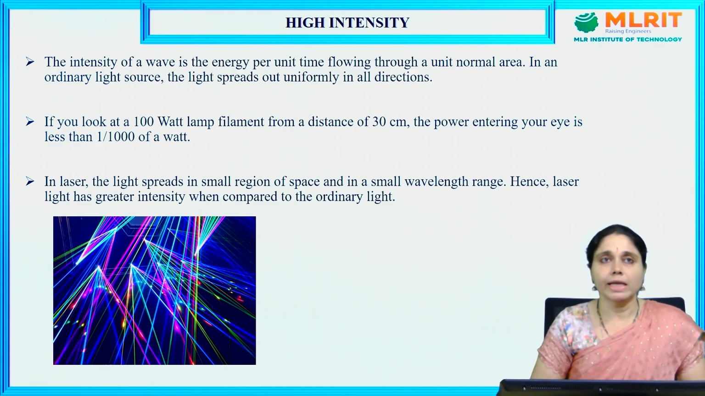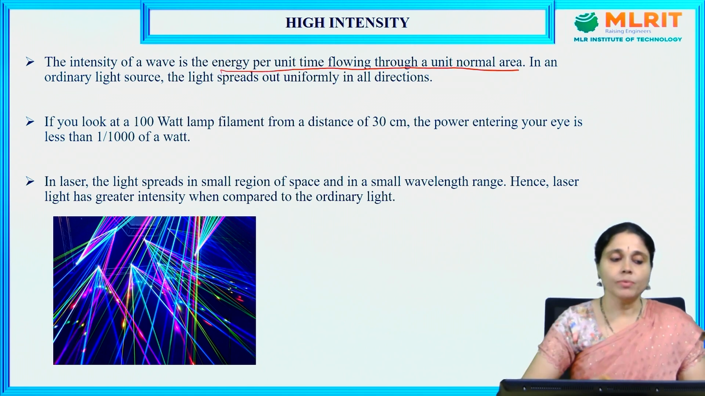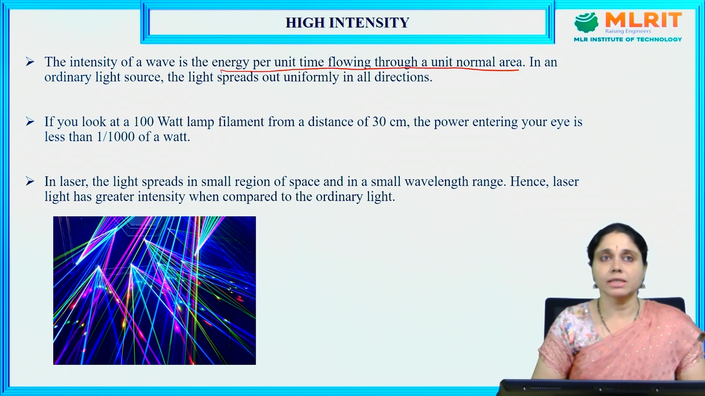So, high intensity. The intensity of a wave is the energy per unit time flowing through a unit normal area. So, that is about the intensity of a wave. In an ordinary light source, the light spreads out uniformly in all directions. If you look at a 100-watt filament from a distance of 30 centimeters, the power entering your eye is less than 1/1000 of a watt.